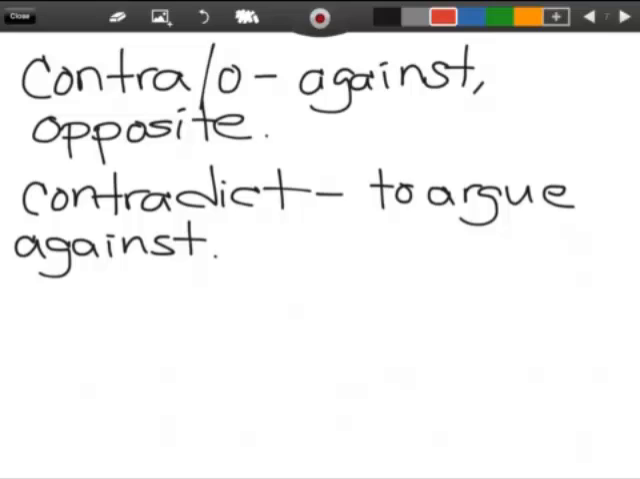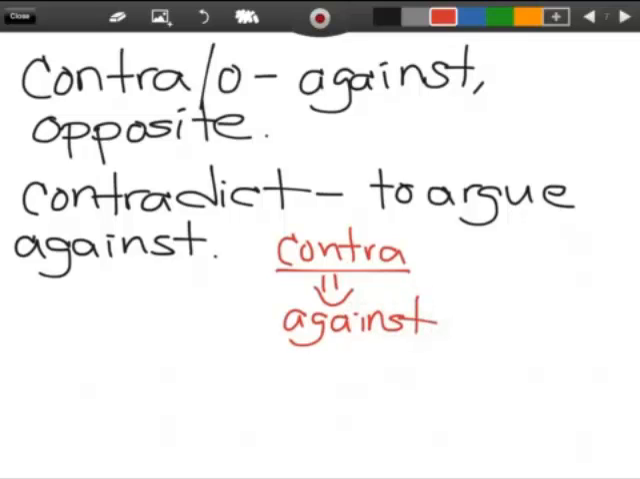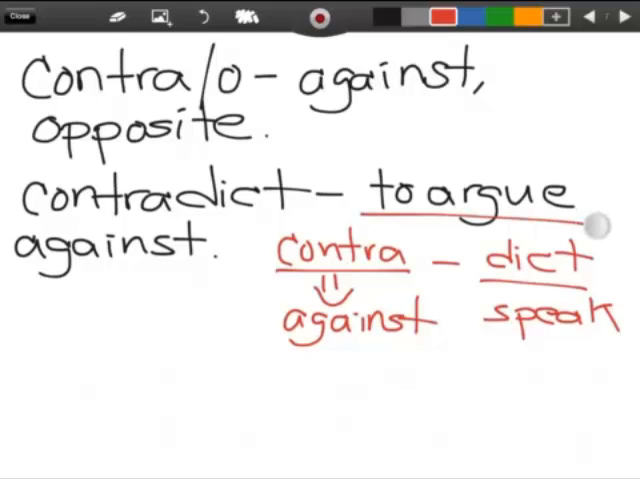Now, I want to show you guys this. Contra means against. And dict means to speak. When we take these two roots together, we get contradict, meaning to argue or speak against.